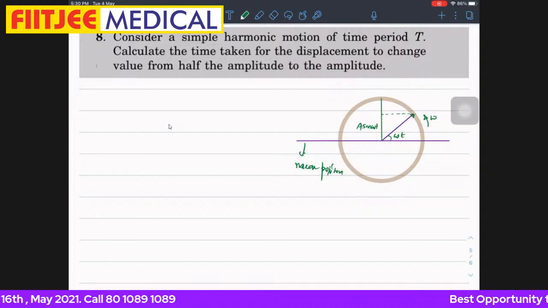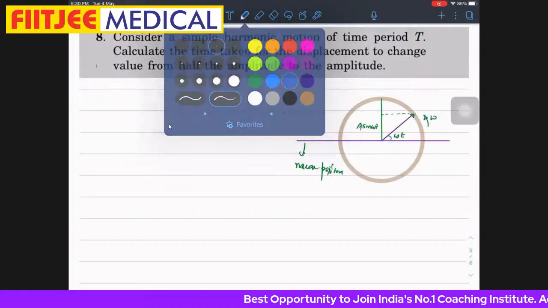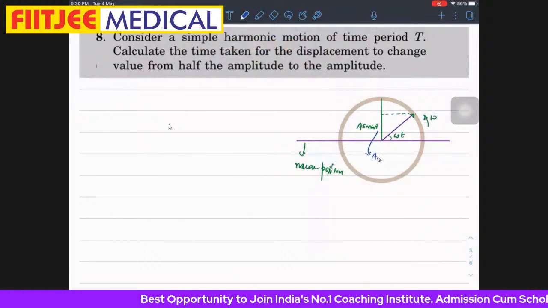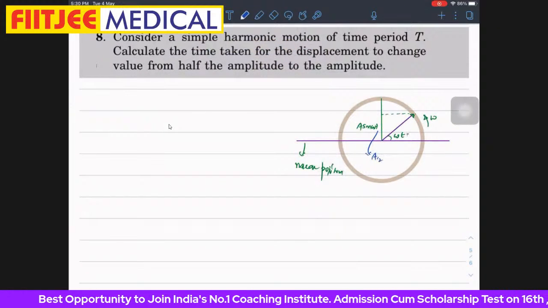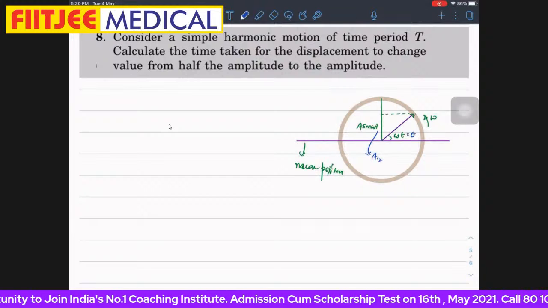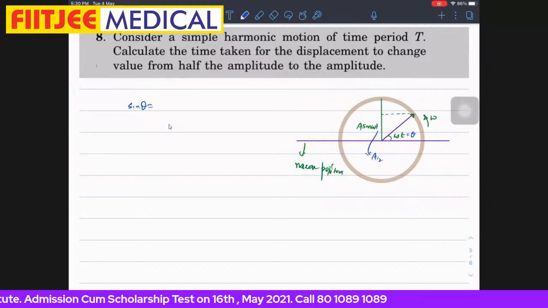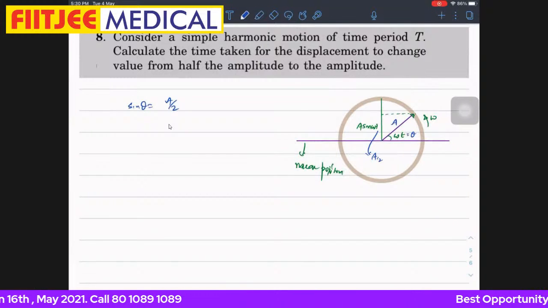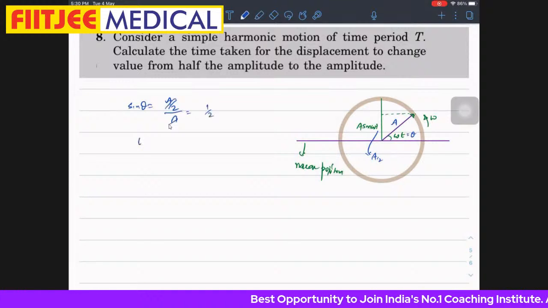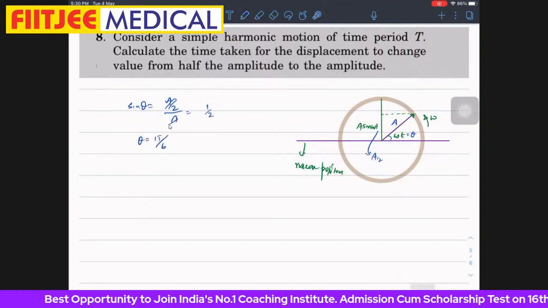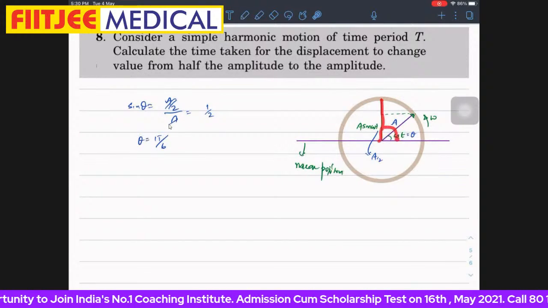So this angle, if I write it as theta, how much will it be? Initially this value is A by 2. So sin theta equals A by 2 by A, because this is the amplitude vector A, and this perpendicular is A by 2. So this comes as 1 by 2, so theta is pi by 6. The amplitude means how much angle? 90 degrees.